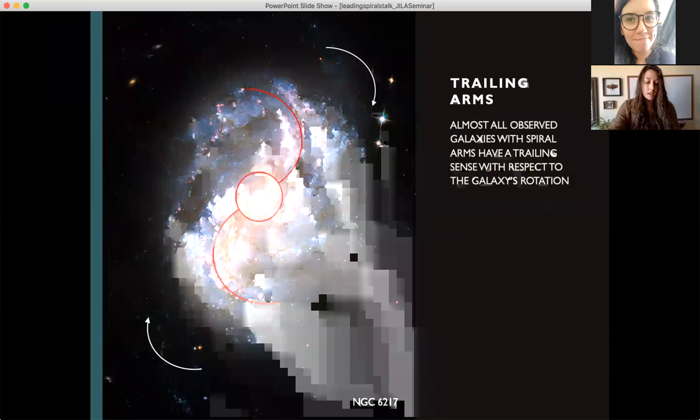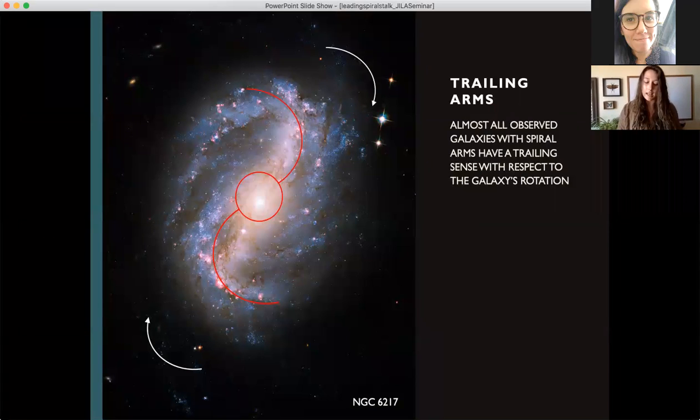So the most common galaxy in the universe is a grand design spiral galaxy. The direction of winding of the arms of these galaxies will exhibit either trailing or leading sense with respect to the galaxy's rotation. So for this galaxy that I pictured, it rotates clockwise as indicated by the white arrows. And so then these arms trail behind the rotation. A good rule of thumb to tell whether or not these arms are trailing or leading is to look at the tips of the arms, and if they are pointing in the opposite direction of the rotation of the galaxy, then these arms are considered trailing.